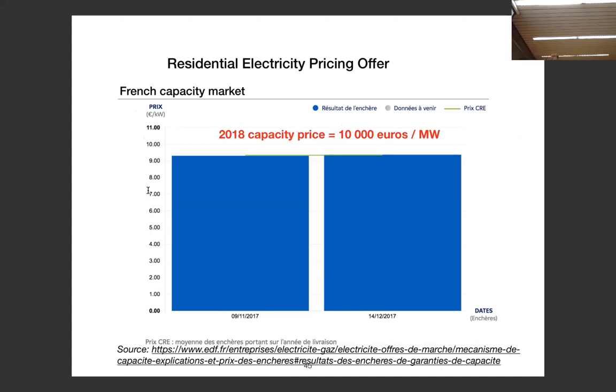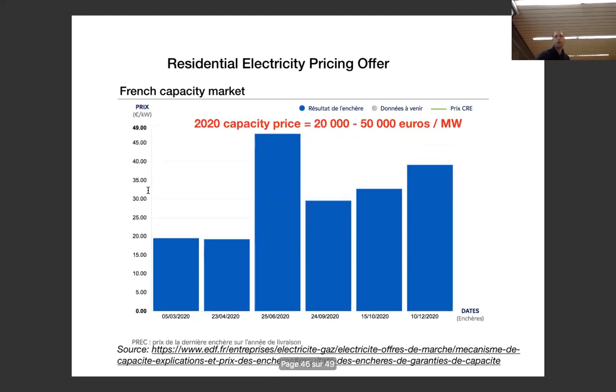And 1 year ago, it was between 20,000 and 50,000 euros per megawatt. So it means that the capacity price has increased. Why? Because there is an increasing need for new capacity to help balance the grid. And why is there this trend? It is because we are installing much more renewable.